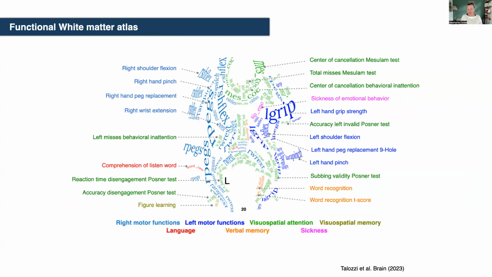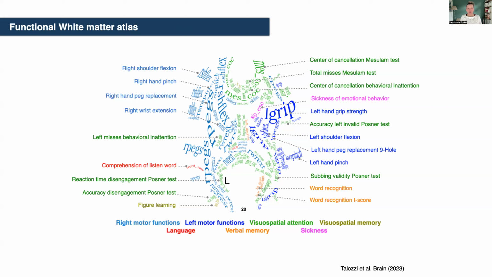Now, we've recently looked at all our strokes and in collaboration with many teams across the world and mapped onto the white matter the clinical presentation after stroke. And what this gives you is the first functional white matter of clinical symptoms. And the maps are available in Leah Tolossi's paper in Brain from last year.